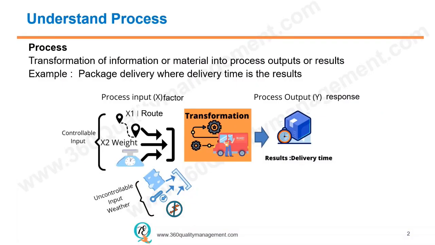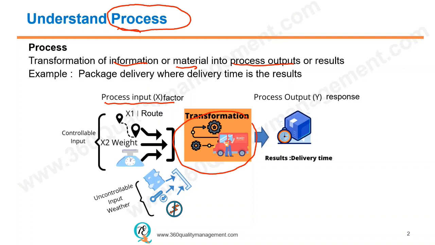The first step to understand design of experiment is that we will need to define what is a process. A process consists of a series of actions which transform process inputs such as information or materials into a process output. Key metrics known also as response. Process input can be termed as the X or factor.